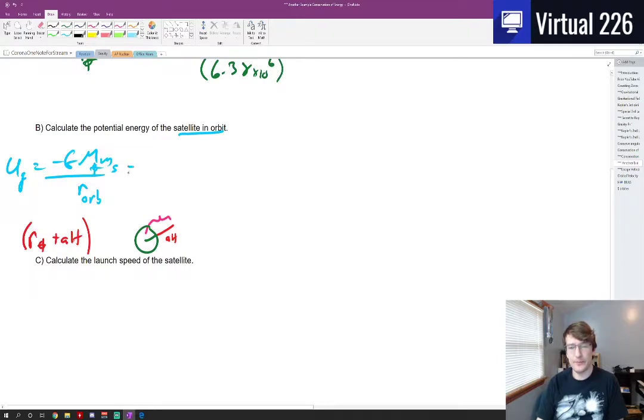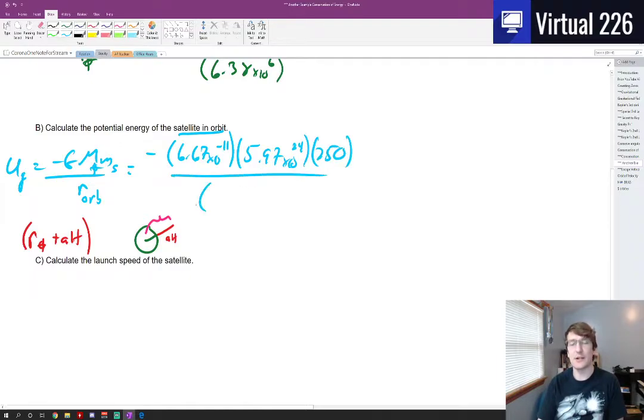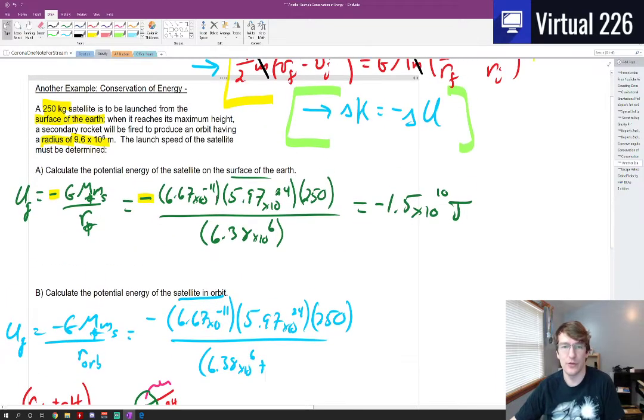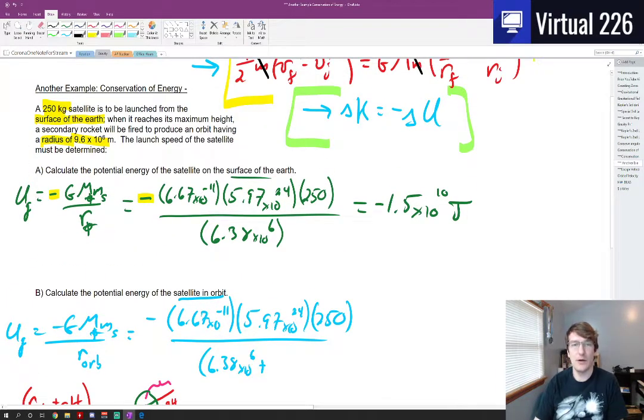So when we do this, we're going to have the negative, and then G is 6.67 times 10 to the negative 11th. Mass of the Earth is 5.97 times 10 to the 24th. Mass of the rocket is 250, and then divided by, and here's where we're putting the two things together, 6.38 times 10 to the 6th plus whatever our altitude was for the orbit. Oh, actually, we didn't have to do that here. They actually give us the entire thing. It has an orbit having a radius of this amount. If they gave us an altitude, we'd have to add them together.